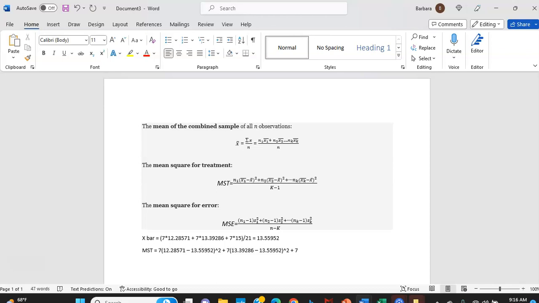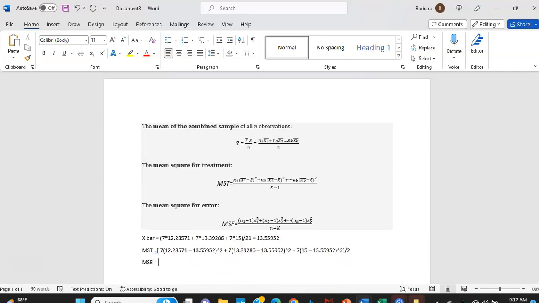So we had 7 in our third group times our third mean, 15 minus 13.55952, and squared. And then all of this is the top, so I'm going to put that in brackets. We want to do all of that first, and then we want to divide that by k minus 1. Now, k is our number of categories, and we had 3 different groups, so k minus 1 is just 2. All right, so there's that. We'll do that calculation here in a minute.